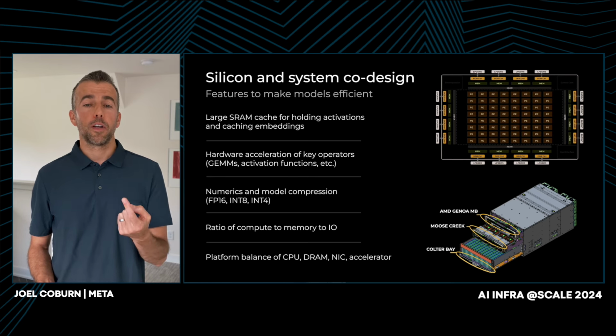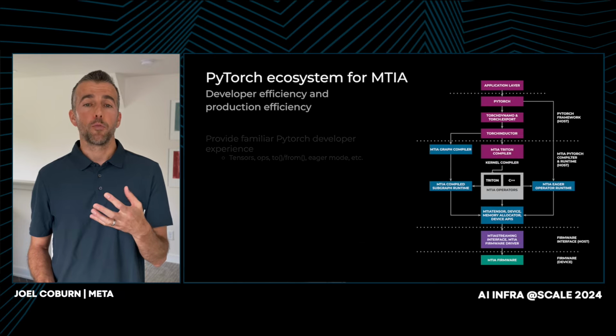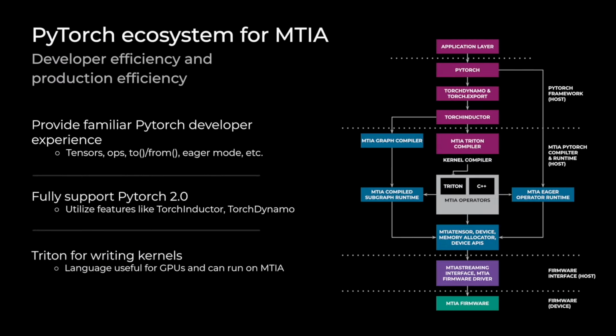So now let's consider the PyTorch ecosystem and what that means for MTIA. So we've provided PyTorch to give us a familiar developer experience, all of the features that developers are used to. And we've adopted it also to support PyTorch 2.0, where we can get things like Torch Inductor and Torch Dynamo to basically support the demands of new models and efficiently map our operators to MTIA and to other backends. And then finally, on the kernel authoring side, we've added support for Triton. So you can write the same kernel that can run on a GPU, CPU, or an accelerator like MTIA. And Jack will discuss all of this later.